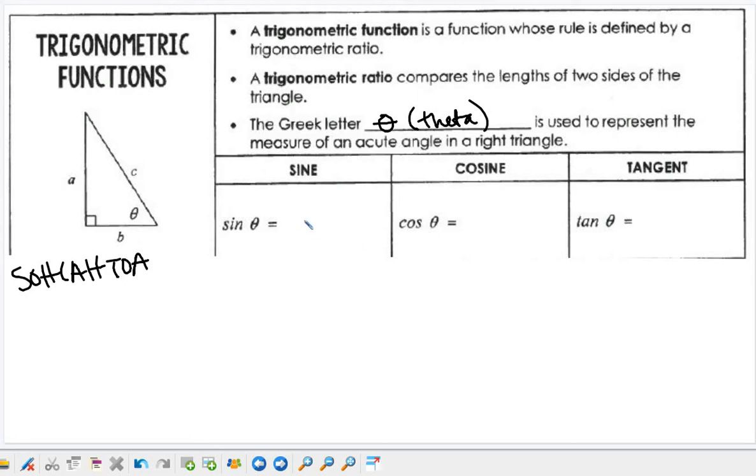So sine is opposite over hypotenuse. Cosine is adjacent over hypotenuse. And tangent is opposite over adjacent. SOHCAHTOA. Okay.